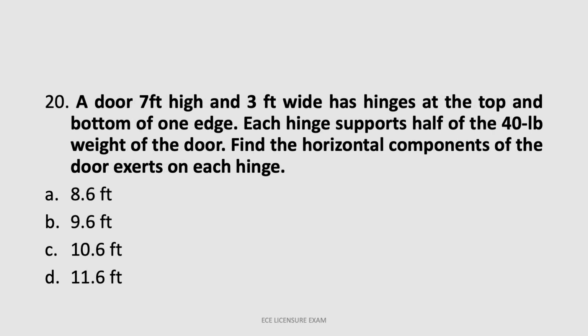A door 7 feet high and 3 feet wide has hinges at the top and bottom of one edge. Each hinge supports half of the 40-pound weight of the door. Find the horizontal components of the force the door exerts on each hinge. 8.6 feet.